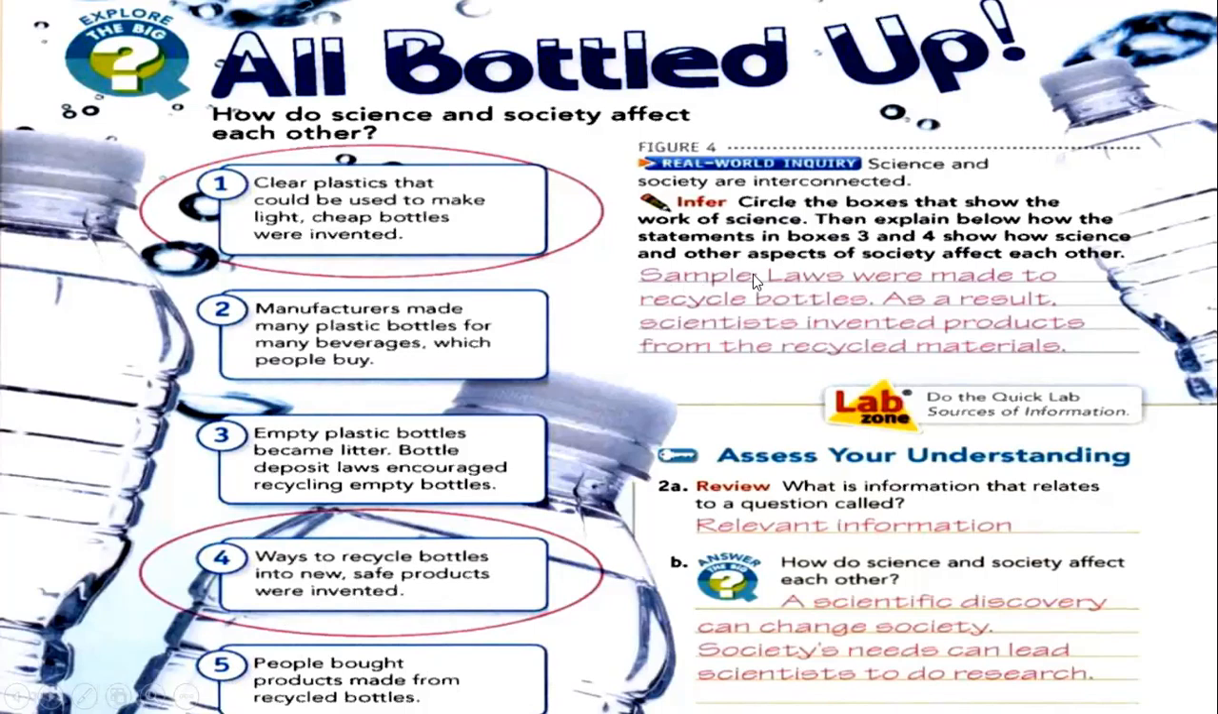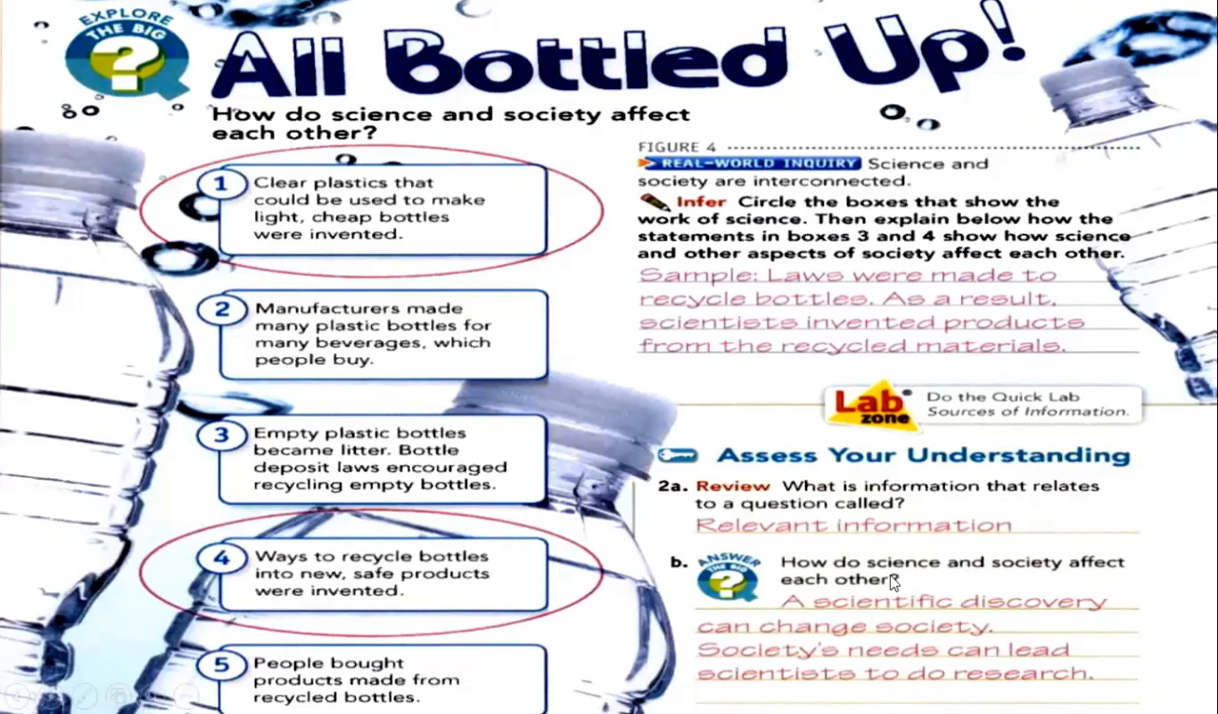So here we can see that laws were made to recycle bottles. As a result, scientists invented products from the recycled material, because if the scientists weren't able to find new ways to recycle bottles safely, society wouldn't succeed in that and would start to make some regulations for that.